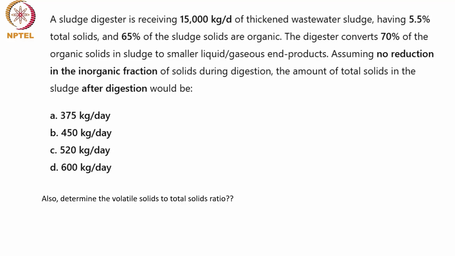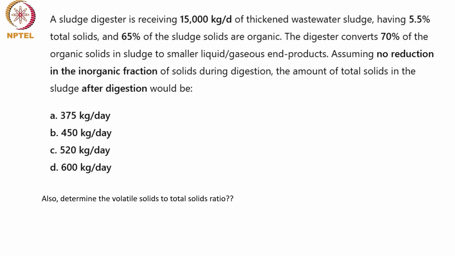Okay, so it is given as having 5.5% total solids. So if this is 5.5, this is going to be 94.5. And in this they have also given that 65% of sludge solids is organic. So if this is 65, this is going to be 35.